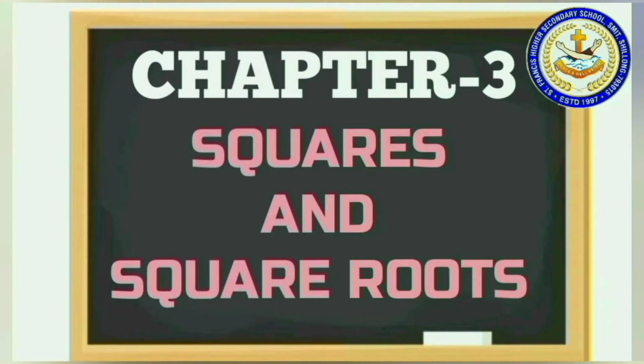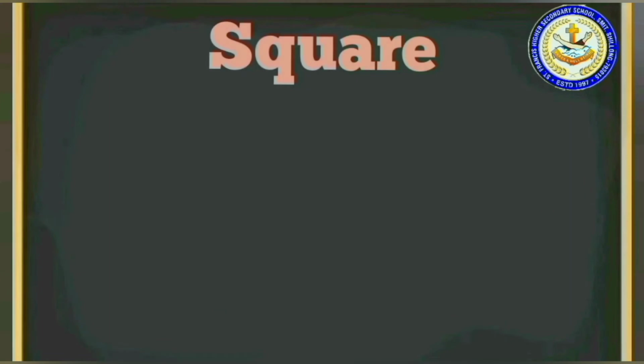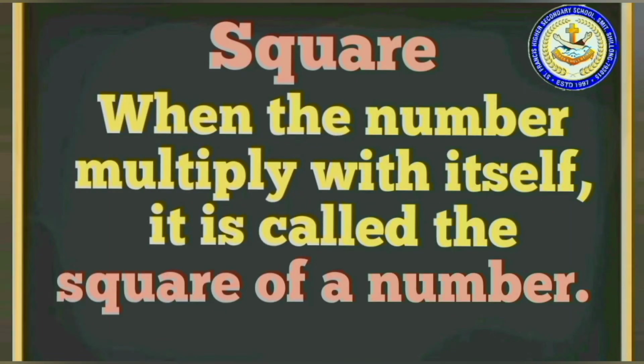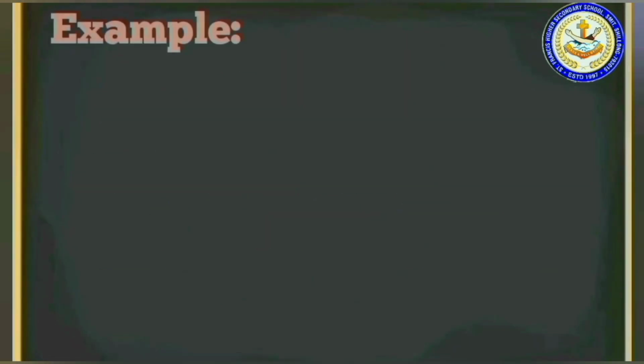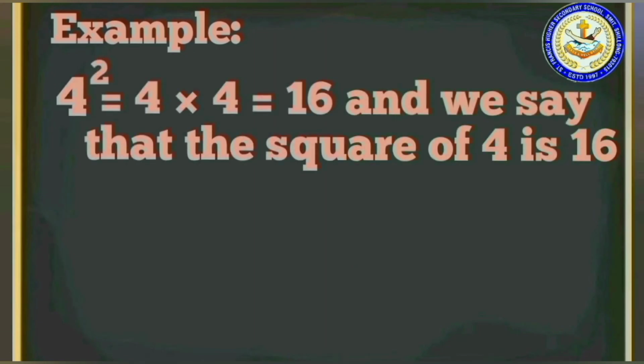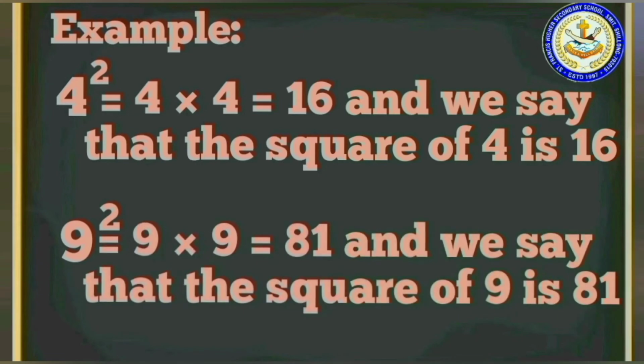Today we are going to start with Chapter 3, Squares and Square Roots. Square. When a number is multiplied with itself, it is called the square of a number. For example, 4 square is equal to 4 into 4, which is equal to 16, and we say that the square of 4 is 16. In the same way, 9 square is equal to 9 into 9, which is equal to 81, and we say that the square of 9 is 81.